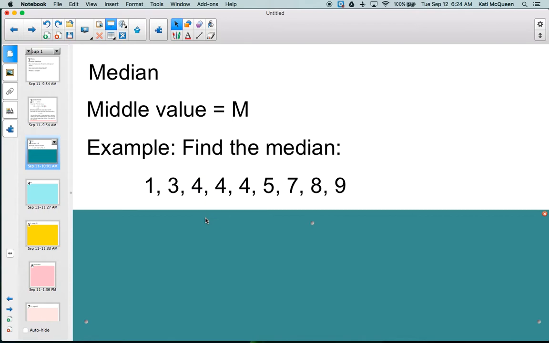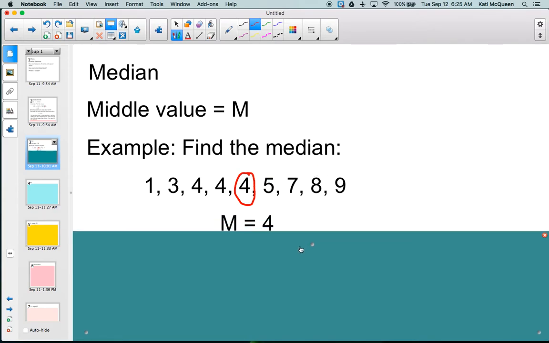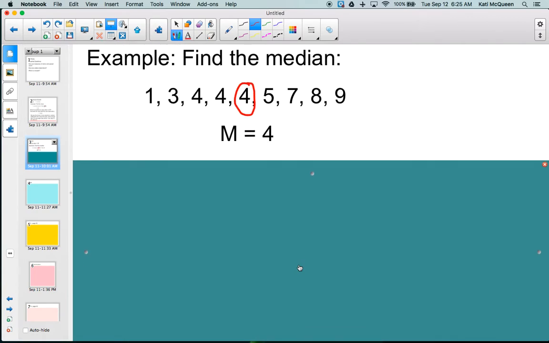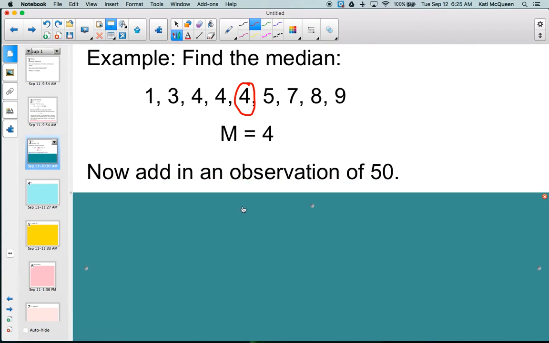All right, so this is that same data set still. We want to find the median. So here we have 9 observations. So my middle value is just going to be right here, right? I have 1, 2, 3, 4 on the left, 1, 2, 3, 4 on the right. So that 4 in the middle is going to be my median. So we say capital M equals 4. All right, so we want to kind of look at what we did with the mean as well. What happens if we added an observation of 50? Let me erase that.